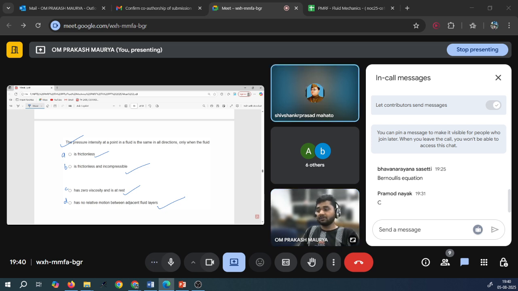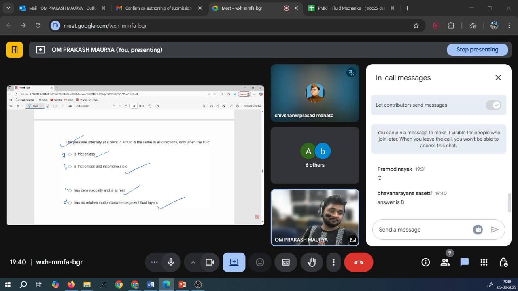Only B. You are telling option B, frictionless and incompressible. Okay. Other students, please also. Okay, B. You are telling B. Seti is telling B. Okay, good. Other students, please also try to write your answer.